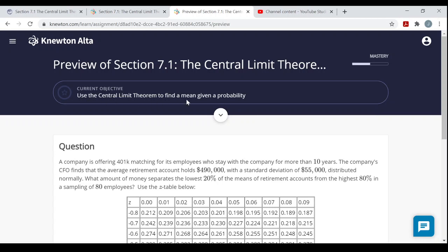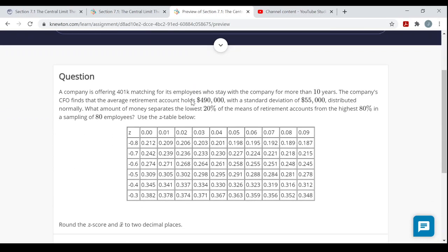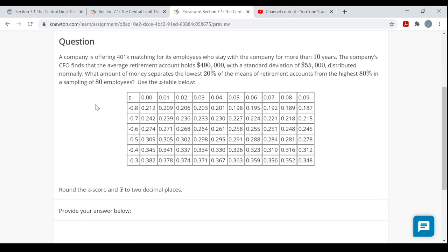Use the central limit theorem to find a mean given a probability. So we're given an area under the x-bar curve, and we're finding a value on the number line that corresponds to that. I'll show you a couple ways to do this. One's with the table, again, a z-score table here. Another is with the calculator, which will be a lot easier, and I would recommend just doing that, saving some time. So here, a company is offering 401k matching for its employees who stay with the company for more than 10 years.